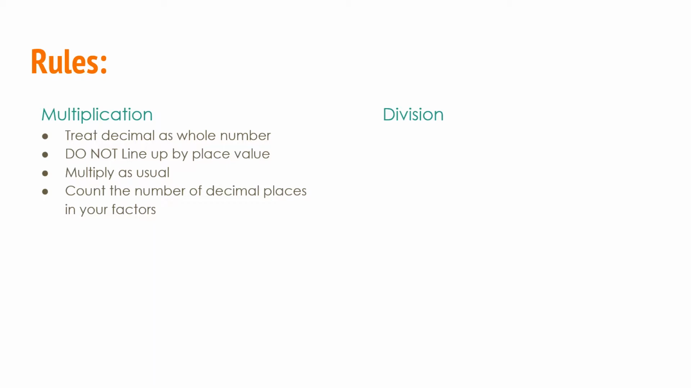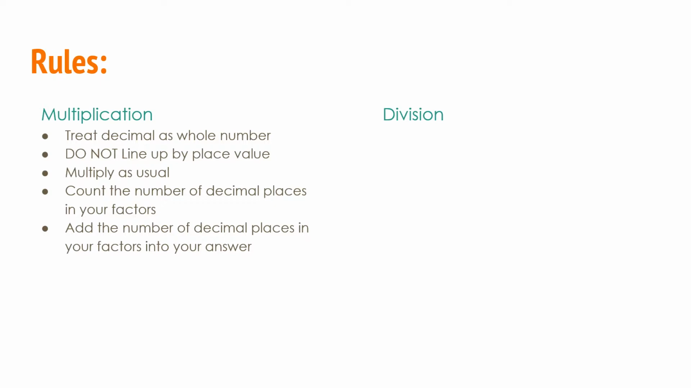Finally, when you're done with your answer, you're going to go back to the factors and count the number of decimal places that were in your factors in the original problem. Then, the same amount of decimal places that you had in your original problem, you're going to add in your answer. So for example, if you had 3 decimal places in your factors, then your answer needs to have 3 decimal places.